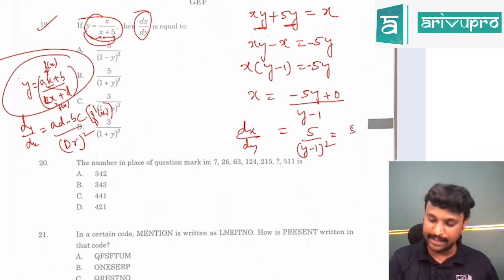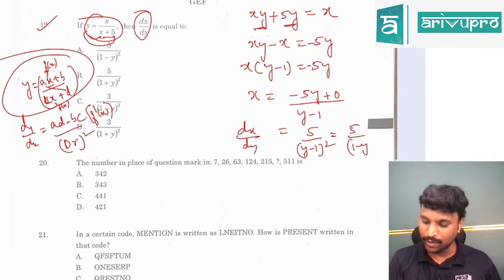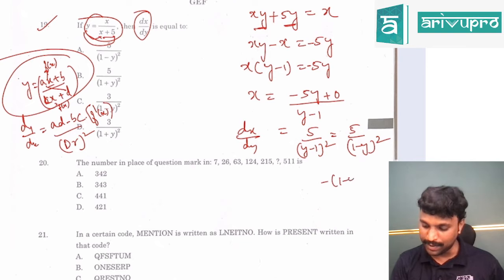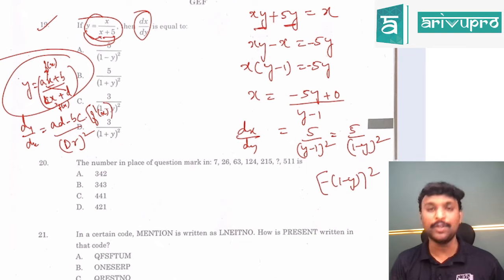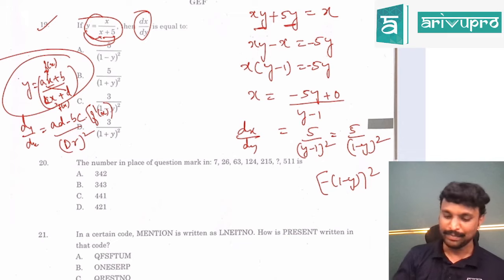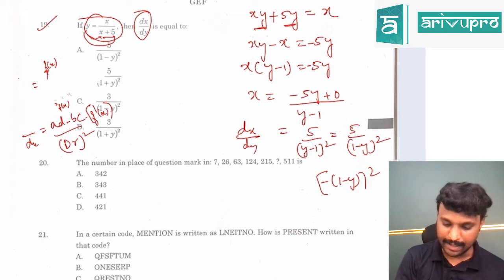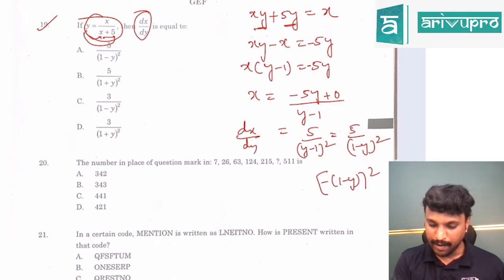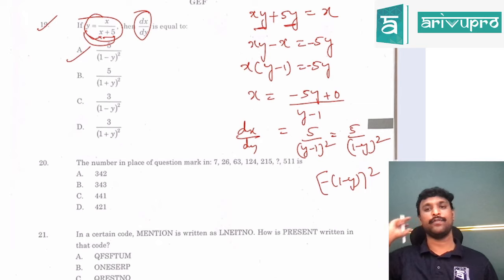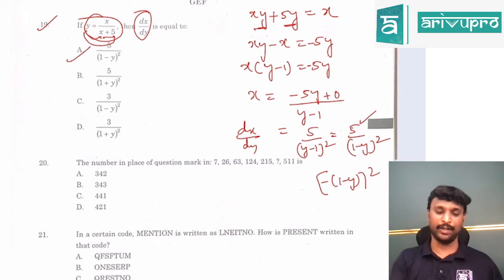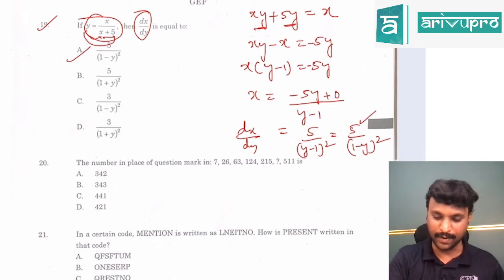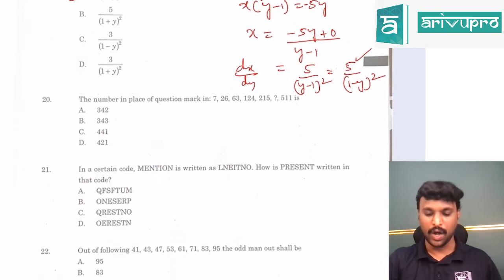Guys, can you not write this as 5 divided by 1 minus y the whole square also? Both are one and the same. By taking the negative sign outside, you can write like this. Negative the whole square is positive only, right? So the answer for this question will be 5 divided by 1 minus y the whole square. Guys, you can refer to the shortcut that I have discussed in the marathon. Alright, so the answer for this question is option A.